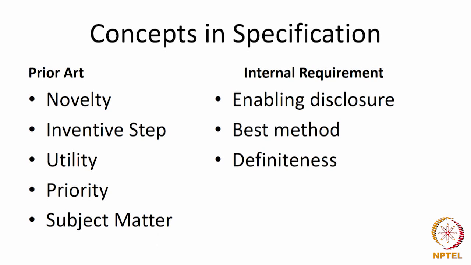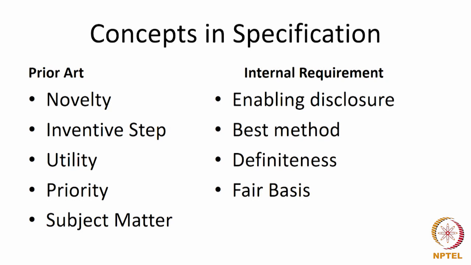Definiteness, again, is a requirement under section 10. It requires the claim to be clear and succinct. So definiteness requires the claim to be clear and succinct. There cannot be ambiguity in the claim. If the claim is ambiguous, again it can be a ground for rejecting the claim. That's an internal requirement.